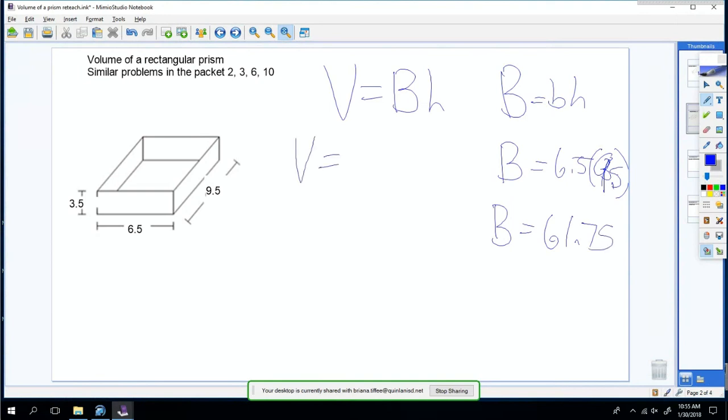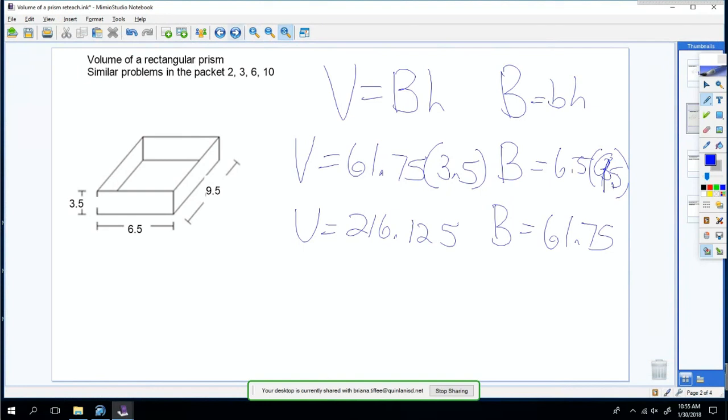So now you plug it into your volume formula, and you get 61.75. And the height of the shape will be 3.5. So you're going to do 61.75 times 3.5, and you get 216.125. And that's how you find the volume of a rectangular prism. So in your packet, 2, 3, 6, and 10 will be very similar to this.